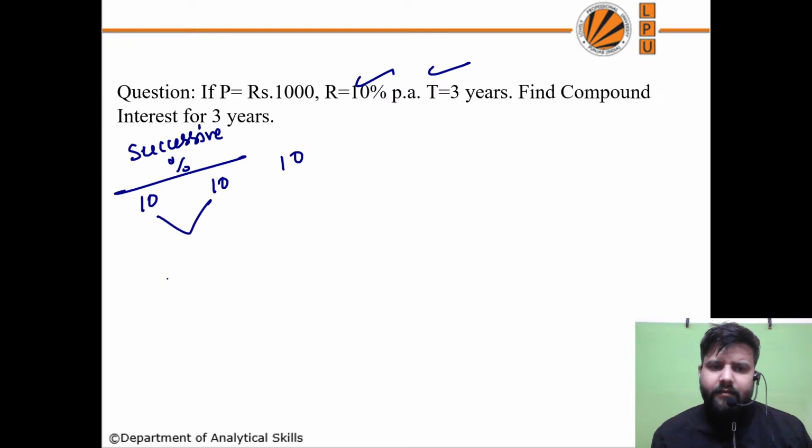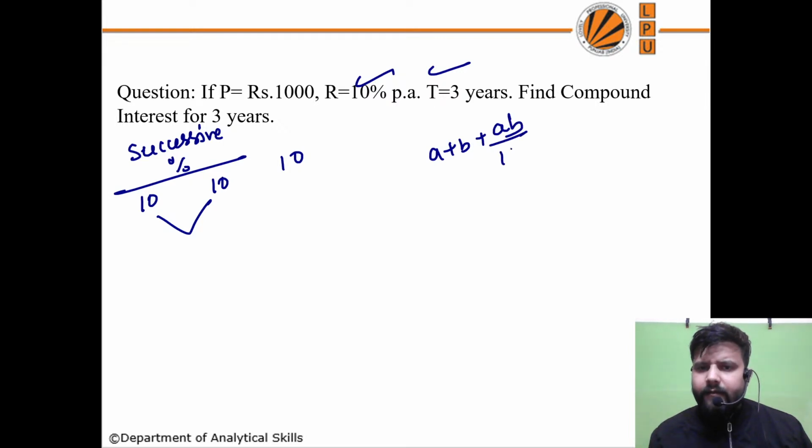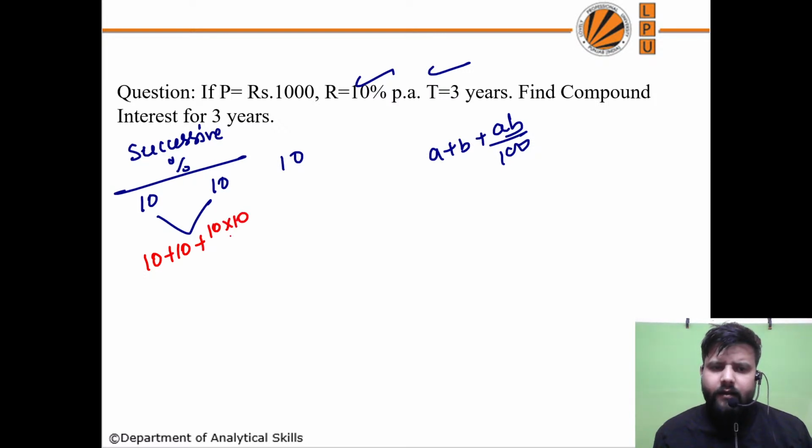First of all, I'll apply the successive percentage formula between these two. The formula is A plus B plus AB by 100. So here it will become 10 plus 10 plus 10 into 10 divided by 100. So it will become how much? It will become 21. So now the resultant between the first two is 21.